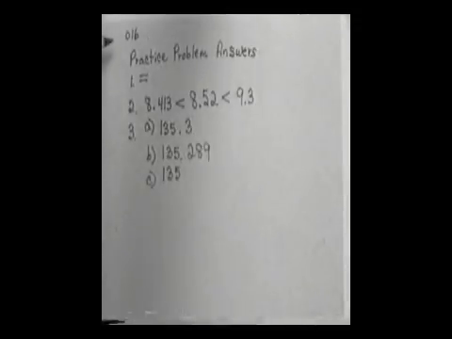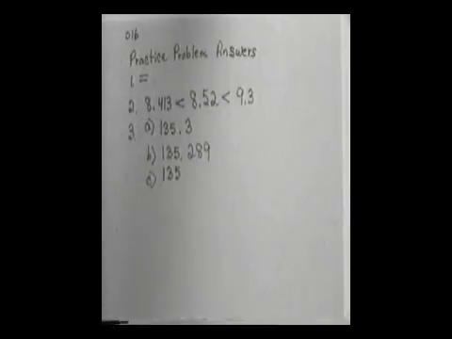The answers to the practice problems: number 1, equals. Number 2, you were asked to put the numbers in order. The smallest number is 8.413, then 8.52, and then 9.3. Or you can write it as 8.413 is less than 8.52 is less than 9.3.